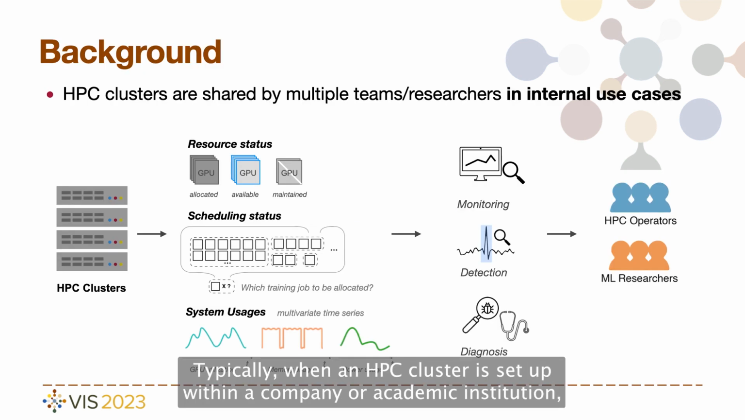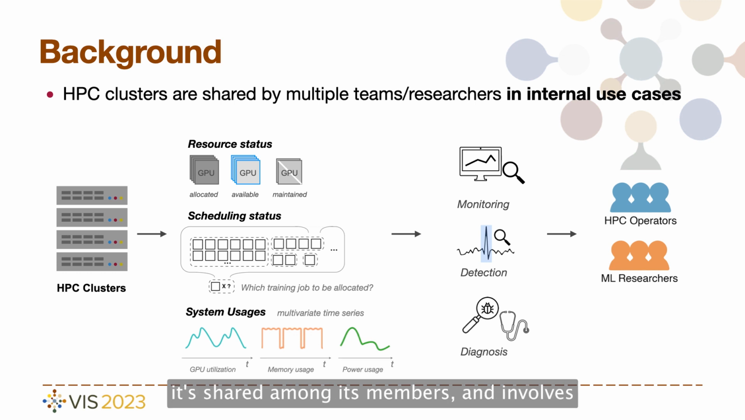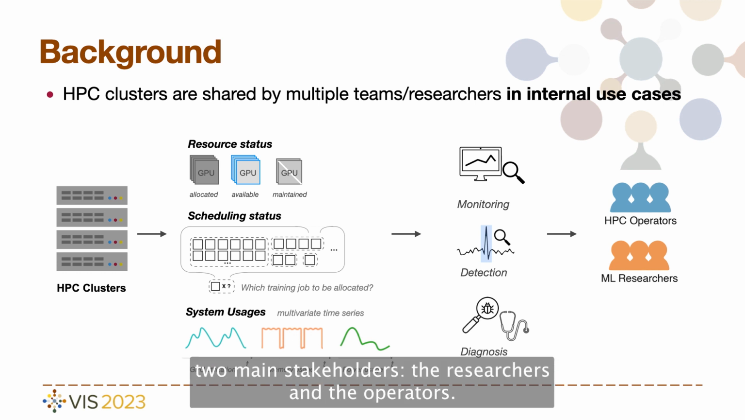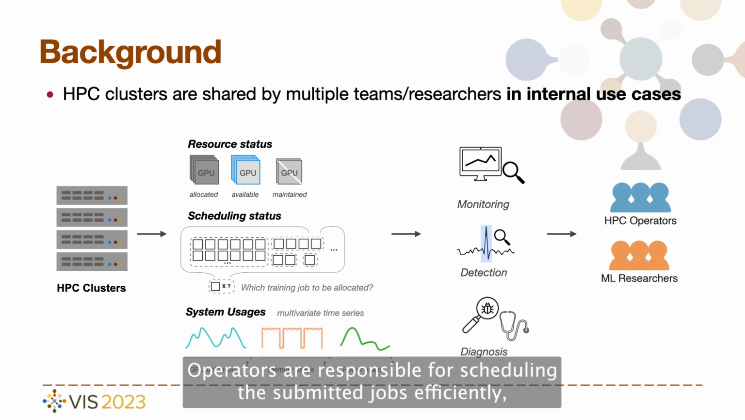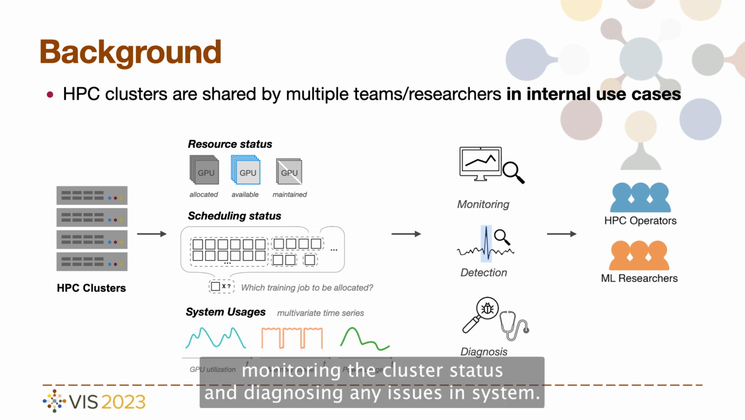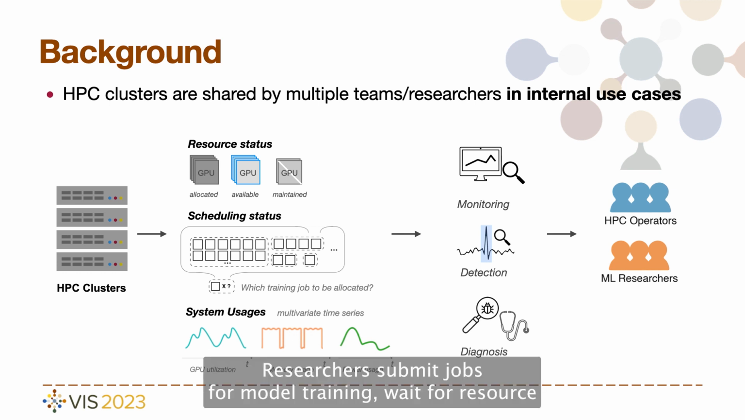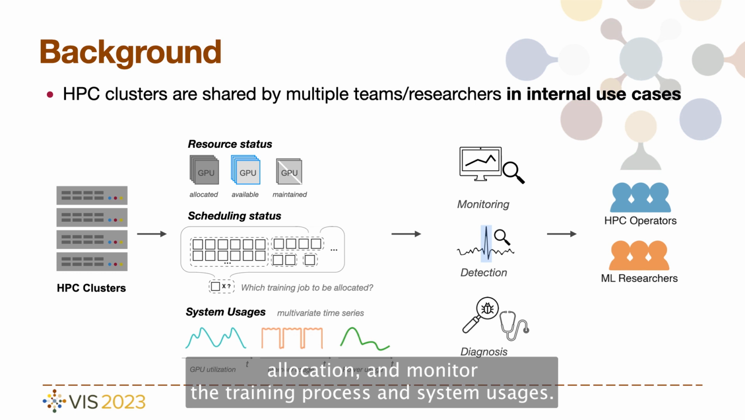Typically, when an HPC cluster is set up within a company or academic institution, it's shared among its members and involves two main stakeholders, the researchers and the operators. Operators are responsible for scheduling the submitted jobs efficiently, monitoring the cluster status, and diagnosing any issues in the system. Researchers submit jobs for model training, wait for resource allocation, and monitor the training process and system usages.